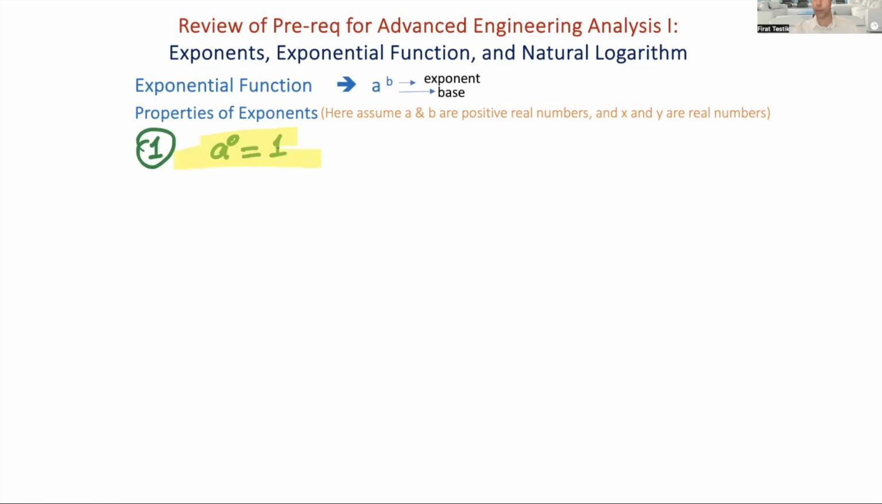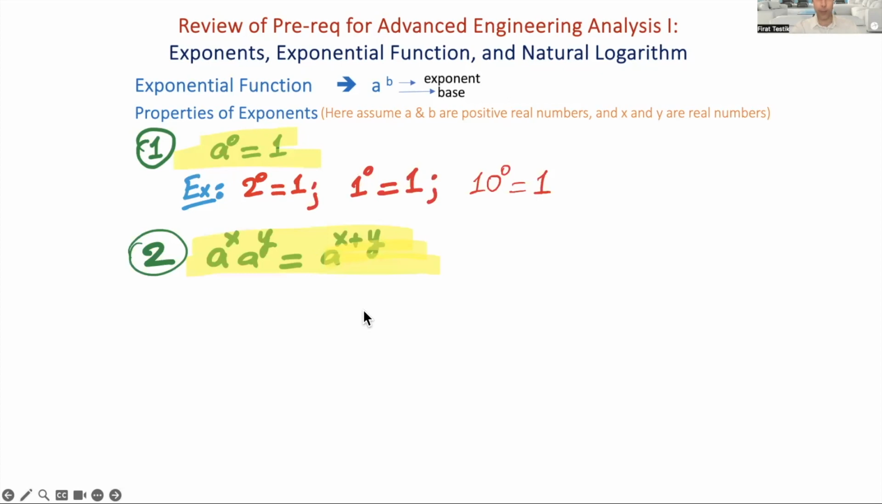So any positive real number a, if we take the power of this positive real number a to power 0, it will be equal to 1. So examples are 2 to the power 0 is equal to 1. 1 to the power 0 is also equal to 1. And 10 to the power 0 is also equal to 1. And this goes on.